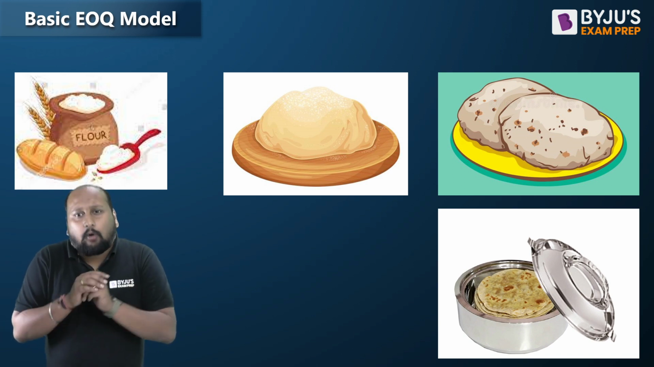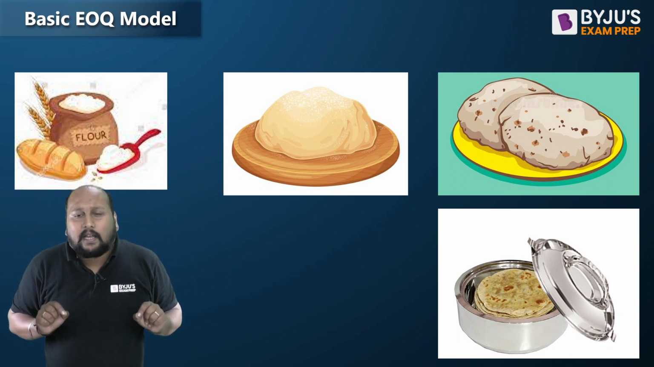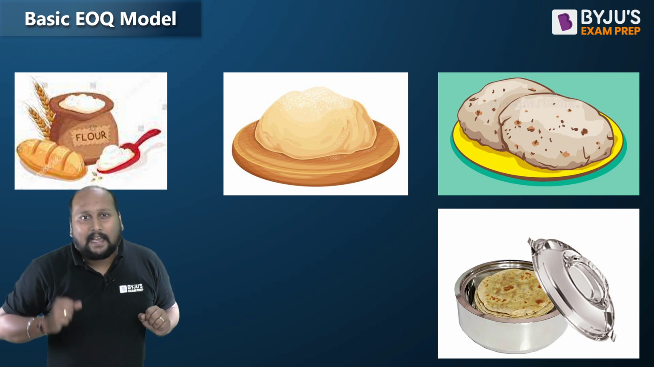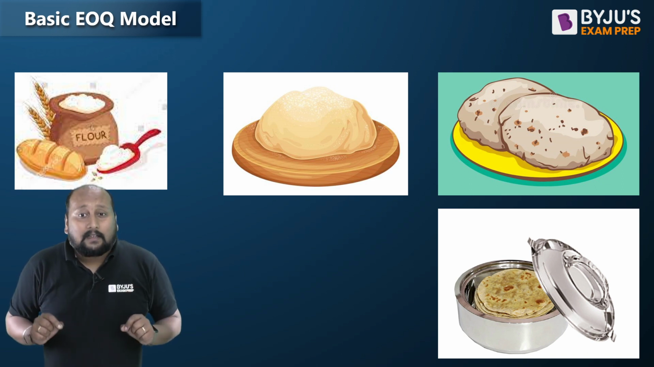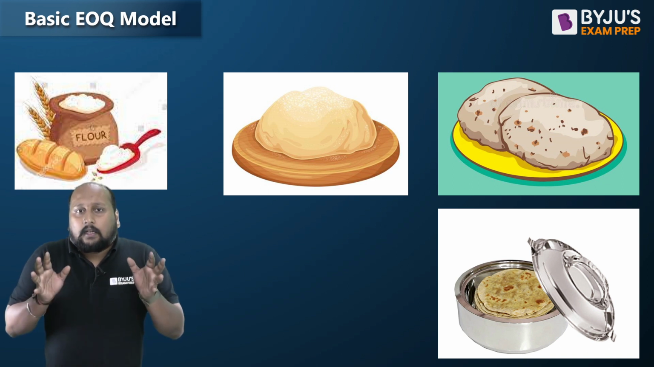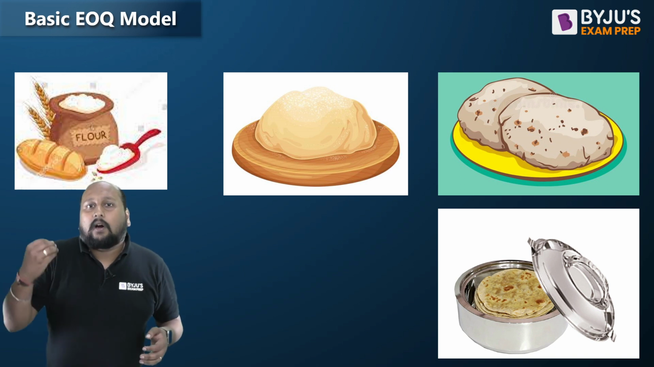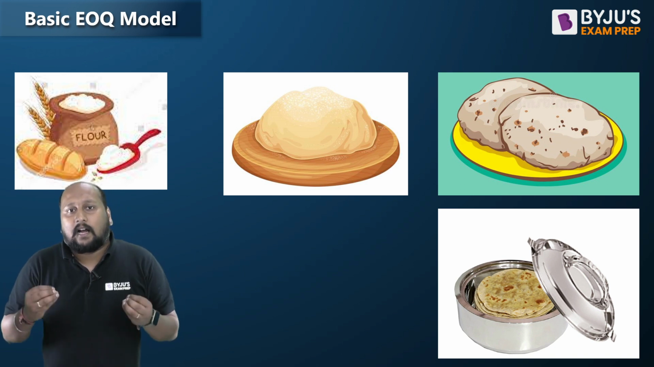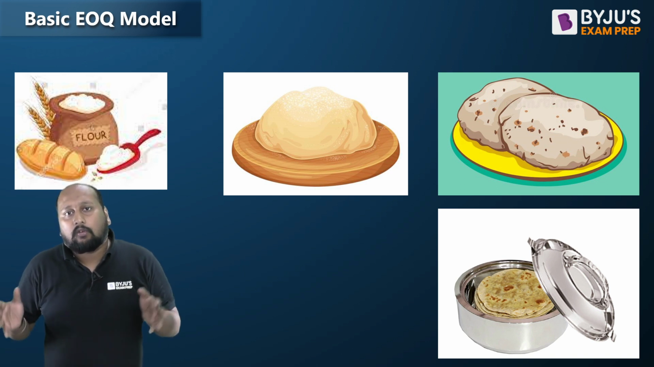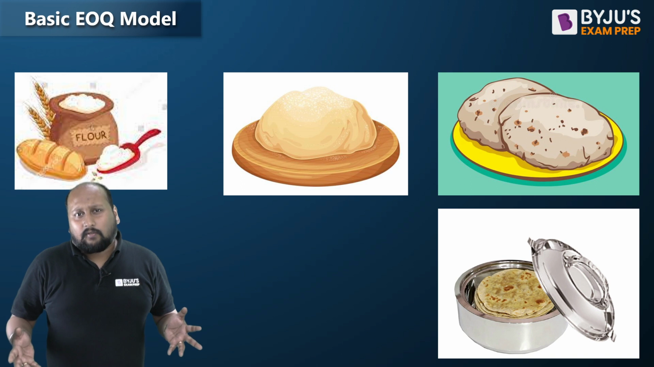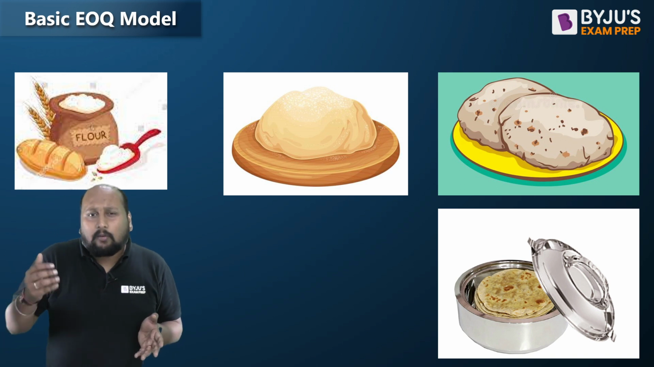So tell me, out of all the four images that you are seeing on the screen, which of the items will we call inventory? Answer is all the items, because it's not like you will be purchasing every day 200 grams, or half a kg, of atta to make the roti. No, you'll be buying a complete 5 kgs or 10 kgs of atta in one go, and you'll be using that every day.